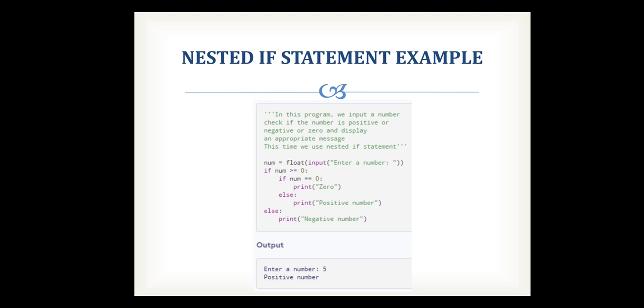If your number is greater than 0, then again we check whether number is equal to 0 or not. If it is 0, then it will print 0. If it is not equal to 0, then it will print it is a positive number, else it prints negative number. So when you run it, it will ask you to enter a number. If you enter 5, it will print positive number. If you execute it again and pass the number 0, it will print 0. If you pass -5, it prints that your number is negative.